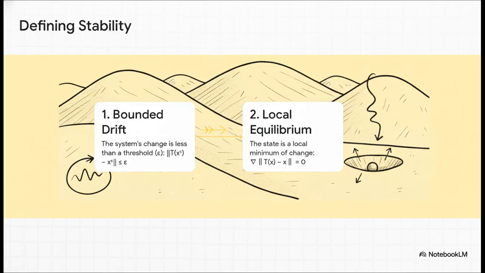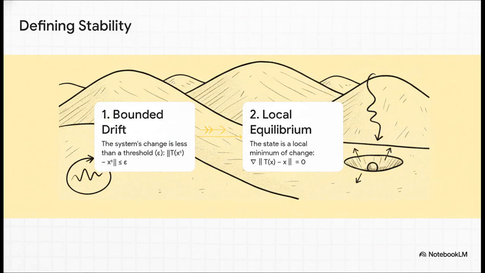Okay, so how does it actually work? Well, SISO uses two really simple but kind of brilliant rules. First, the system has to settle down. Basically, its rate of change over time has to be super small, less than some tiny threshold, which is that little epsilon symbol you see on the screen. And second, it has to be resting in a dip.